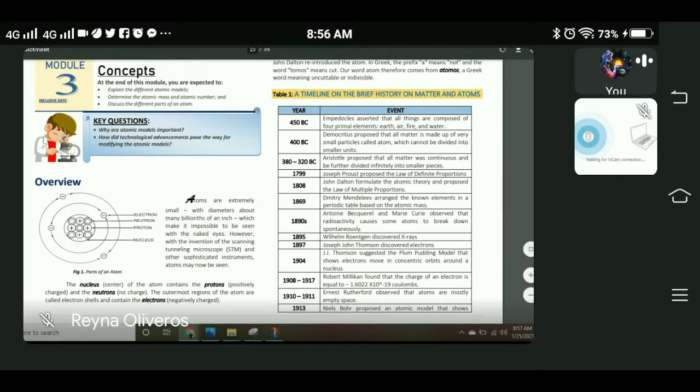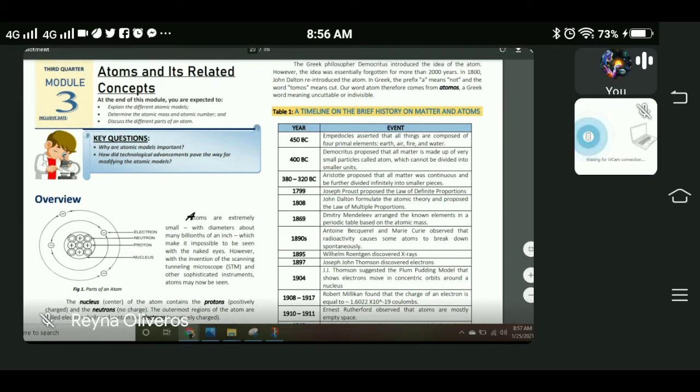Okay, so good morning. Now we will proceed with our next topic in module number 3, which is atoms and its related concepts. At the end of this topic, you are expected to explain the different atomic models, determine the atomic mass and atomic number, and discuss the different parts of the atom.